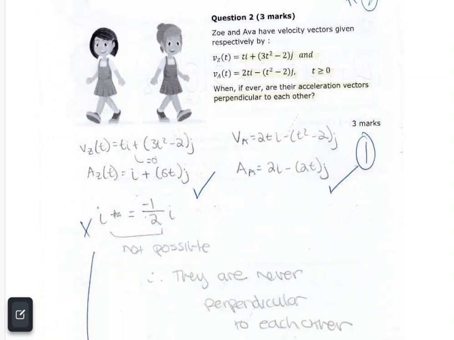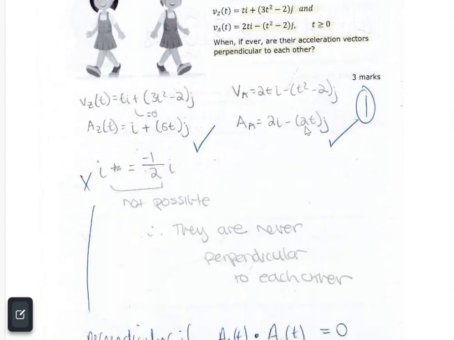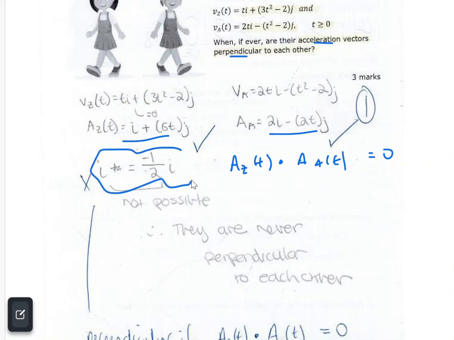Question number 2, 3 marks. You gave me the two accelerations. If I want to know if the accelerations are ever perpendicular, I want to do az of t dot aa of t and see if I get an answer equal to 0. I don't believe that's that, because what I'll be doing is going 2 times 1 plus negative 2t times 6t, solve for t.